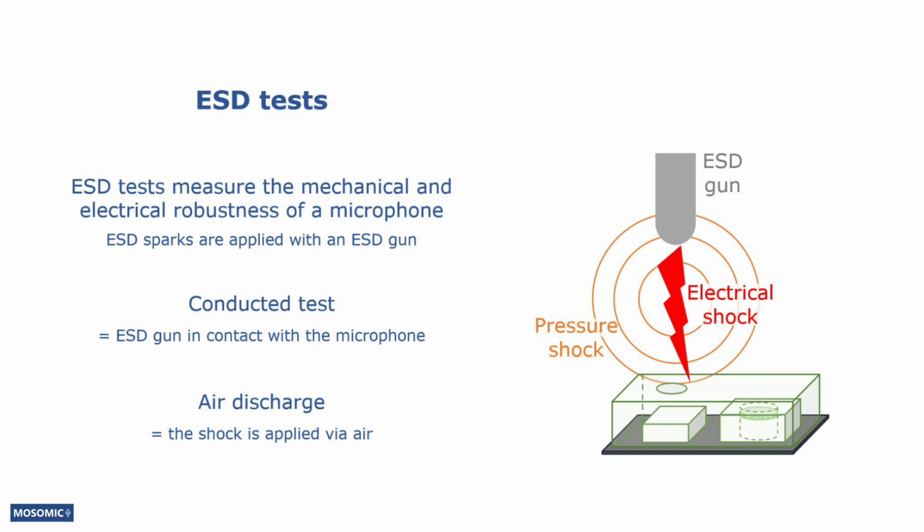This can be done either as a conducted test, in which the ESD gun is in contact with the microphone onto which the discharge is applied, or by applying the shock by air. Multiple exposures are typically applied on each pad or microphone lid. The test specification should say whether the DUT power is on or off during the test.